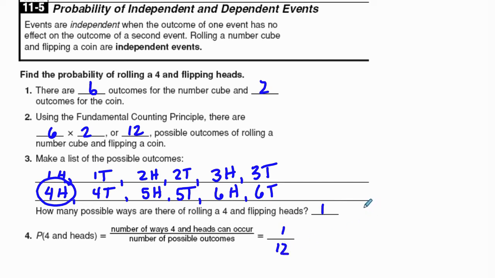You can also find the probability of each part and then multiply them together. So the probability of getting a 4 on a number cube is 1 out of 6. There's 1 four out of the 6 options. And then for flipping heads, that's 1/2. And when we multiply those together, we get 1/12. And if we turn that into a percent, let's see, 1 divided by 12 gives me 8.3 repeating percent.